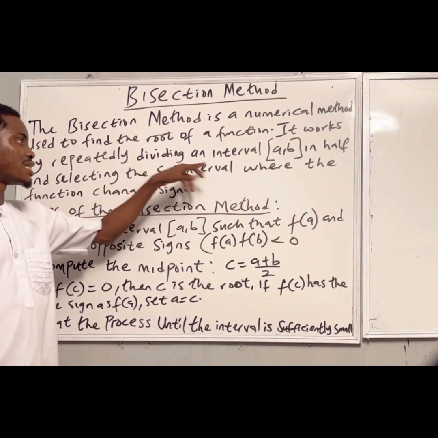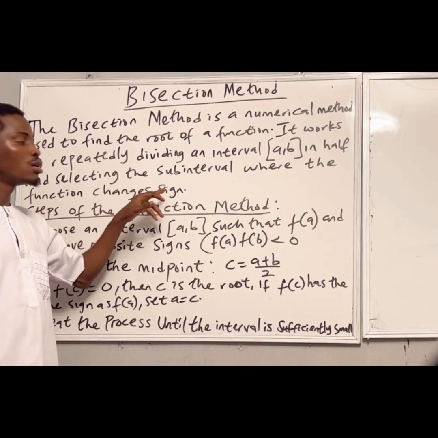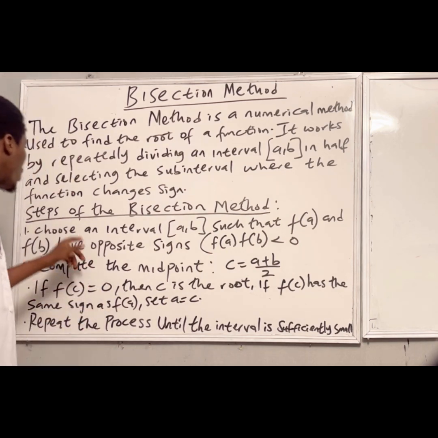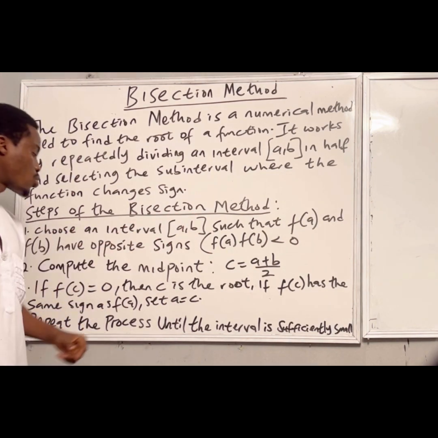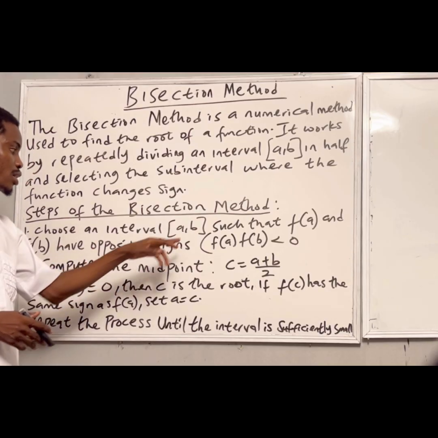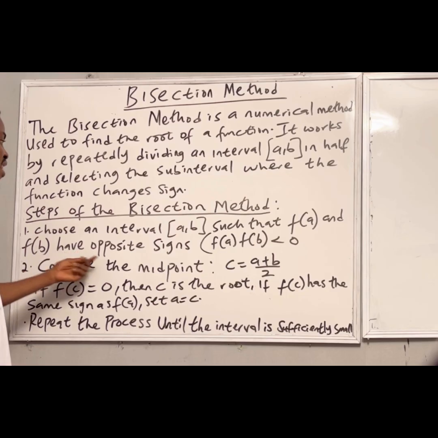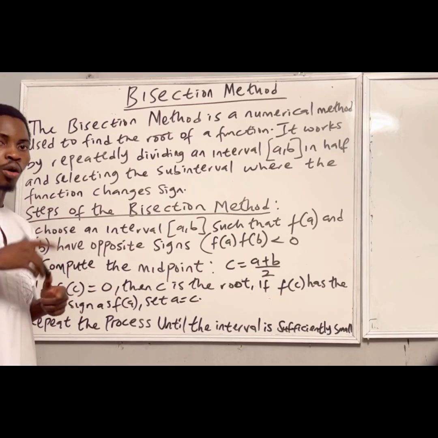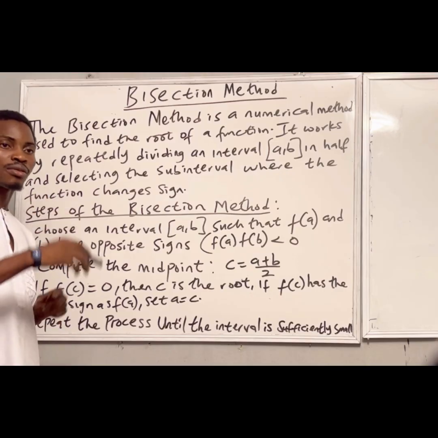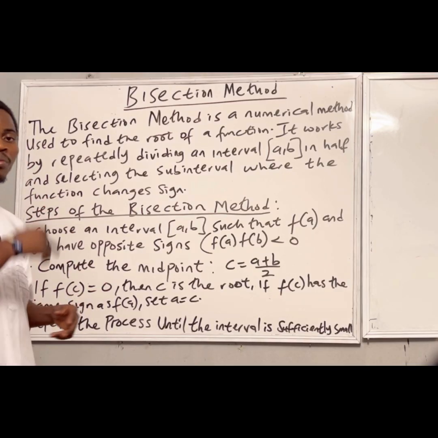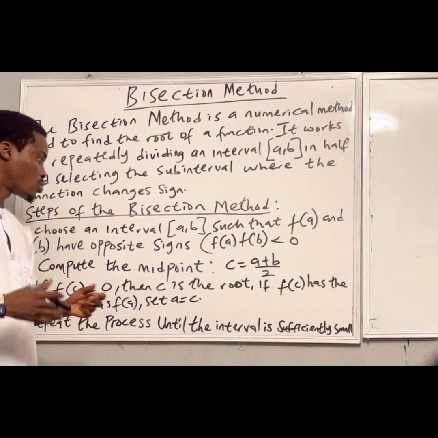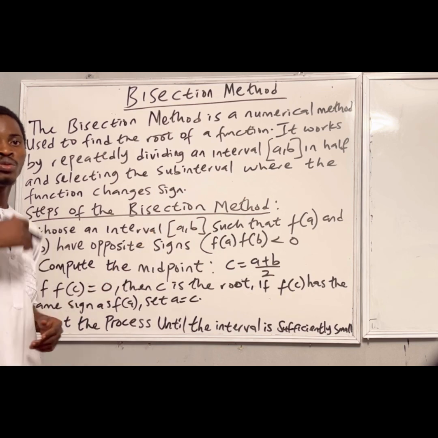It works by repeatedly dividing an interval a and b in half and selecting the subinterval where the function changes sign, that is, has the opposite sign. Steps of the bisection method. First, choose an interval a, b such that f of a and f of b have opposite signs, that is, minus and plus or plus and minus. That's what we call choosing an interval a and b.